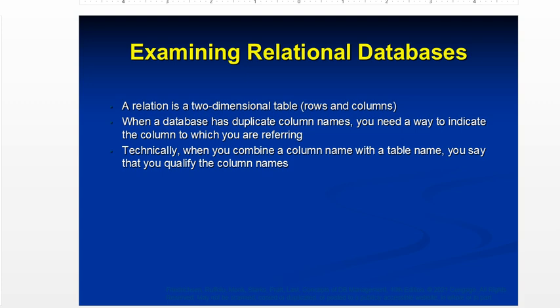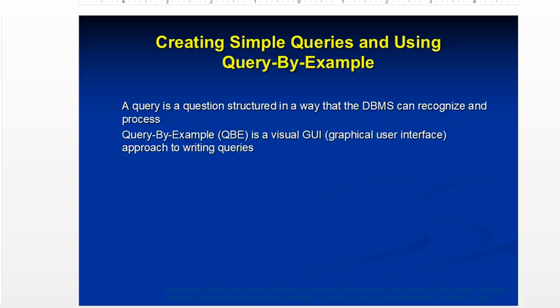If I have multiple clients that have different accounts with us, they purchase different parts or something like that from the company, how do I refer to which one they're paying? If they paid an amount, it goes to this bill instead of the other. So if they have multiple bills, that's what you need to look into. Technically, when you combine a column name with the table name, you say that you qualify the column names.